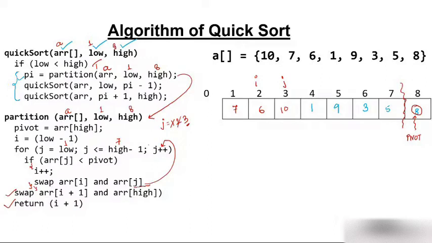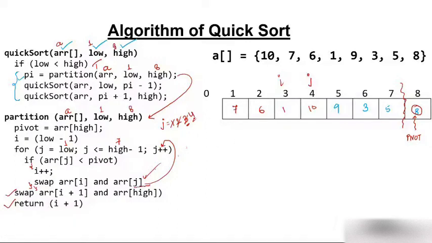What will I do? I'll again increment j. j will become 4. I'll check 4 is less than 7. Yes. I'll again check is A4 less than pivot. What is there in A4? j has come to the 4th position. I'll check is AJ less than pivot. Yes, it's less than pivot. What I'll do again, I'll increment i and I'll swap AI and AJ. So 1 will come over here and 10 will come over here. Fine. So I'll swap this.